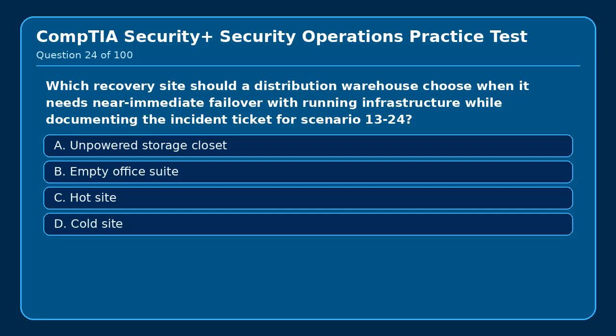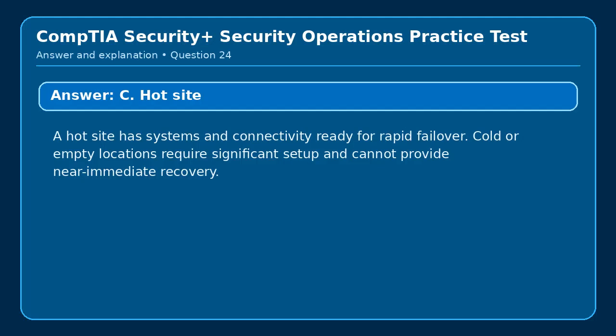Question 25. Why would a regional clinic place multiple web servers behind a load balancer as part of the risk reduction project for scenario 13 to 25? A. To remove the need for patching. B. To store encryption keys and cookies. C. To distribute traffic and improve service availability. D. To make passwords optional. Take a moment to choose your answer.